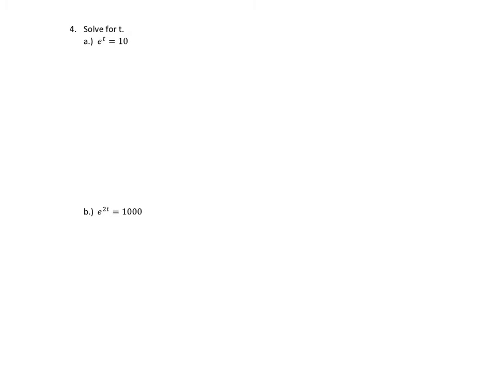So what we can do here is take the natural log of both sides of the equation. So the natural log of e to the t equal to natural log of 10. This is referred to as taking the natural log of both sides. The reason I chose to take the natural log of both sides is because our base in this case is e. So here's what will happen.